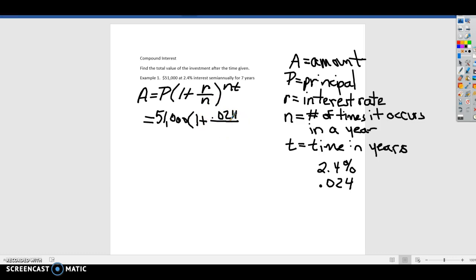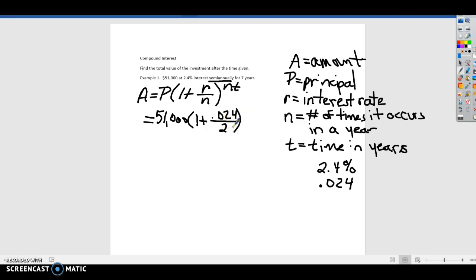And then N is the number of times it occurs in a year. So if it's annually, it would be once. Semi-annually, twice. Quarterly, it happens 4 times a year. If it happens monthly, it would be 12 times a year. Daily, 365 times in a year. This one says semi-annually, so semi-annually means twice in 1 year.